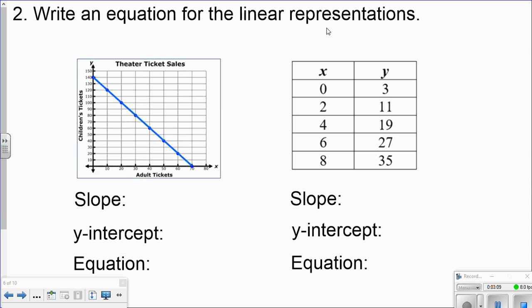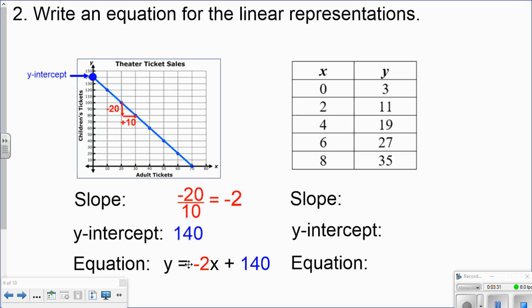Write an equation for the linear representations. So from the graph, the first thing we have to do is find the slope. So choose 2 points. This is going down 20 and over 10. Remember, you have to look at the x and y intercepts to see what that change is per box. Then we find the y-intercept, so that's 140, and we write our equation, y equals negative 2x plus 140.